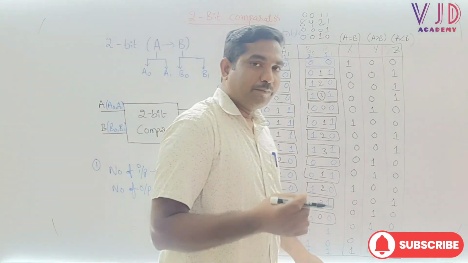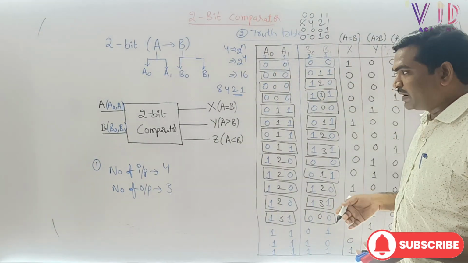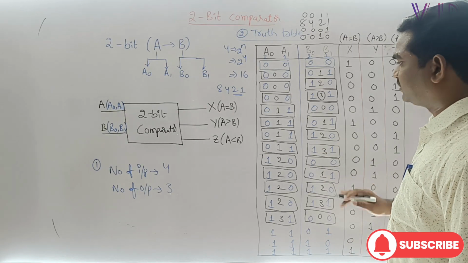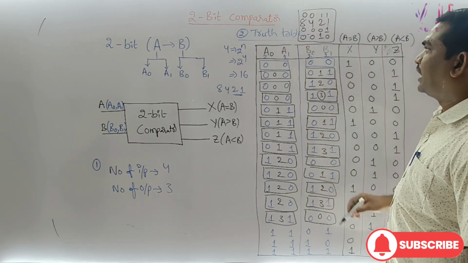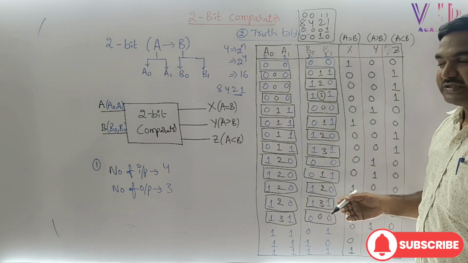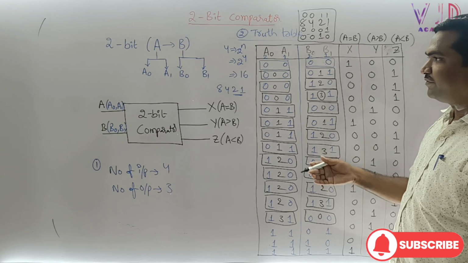This is very, very basic digital. You need not bother about how to learn to draw this truth table. Very, very simple. You just follow 8421 code, and you can write from 1 up to 16. You can write any binary value for any digit.